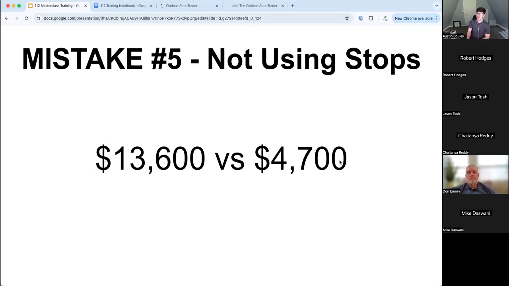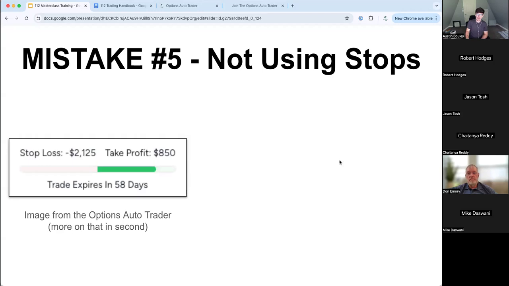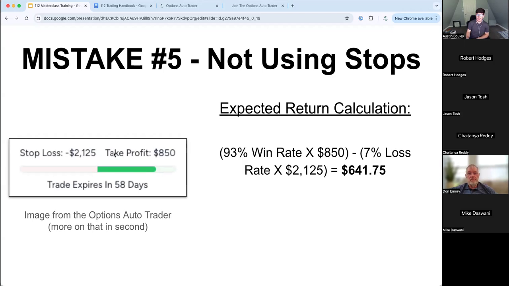Now, what does this look like when we play out the expectancy numbers? So again, we can see here, I'm going to use this for an example. This is a real trade of mine. And I kind of want to break down these numbers here. So again, we're talking about following our structure. We have roughly a 93% win rate on average. We'll make $850 if this trade wins. If we lose, we'll lose about $2,125. So this is the 200% stop loss level.